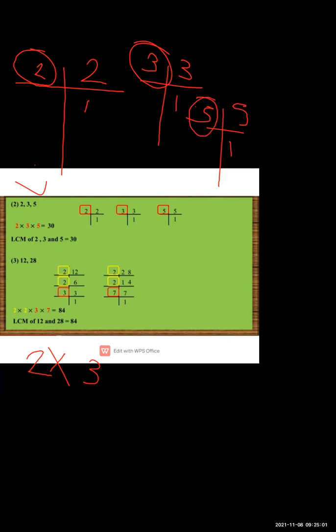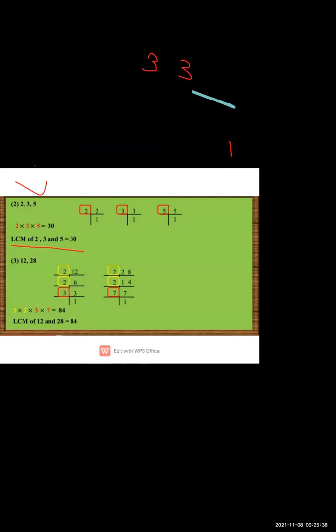Multiply by 5: 2 3s are 6, 6 5s are 30. Very good. So we will write: LCM of 2, 3 and 5 is equal to 30. Beta, this is the prime factorization method only. There are two methods. This is the first method, and if you don't want to do this, see one more method.